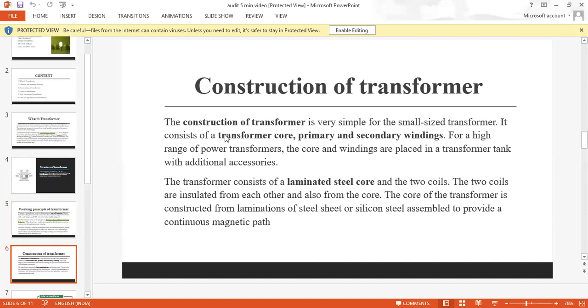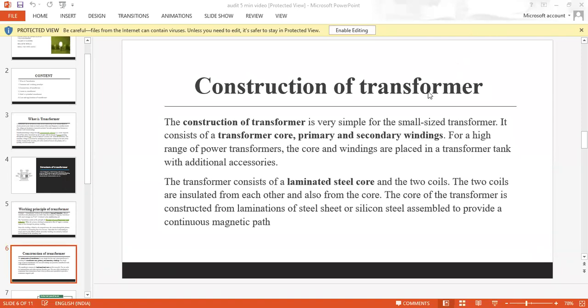Let's discuss the construction of the transformer. The construction of a transformer is very simple for a small size transformer. It consists of a transformer core, and primary and secondary windings. For high range power transformers, the core and the windings are placed in a transformer tank with additional accessories. The transformer consists of a laminated steel core and two coils. The two coils are insulated from each other and also from the core.